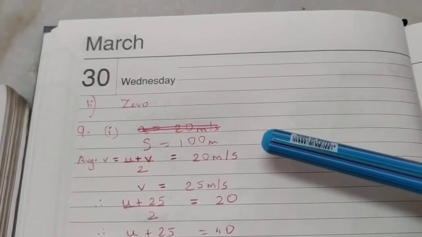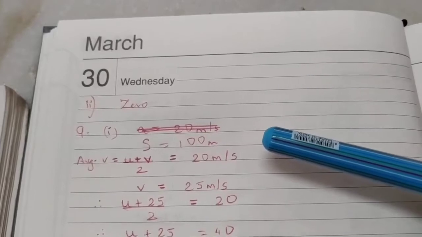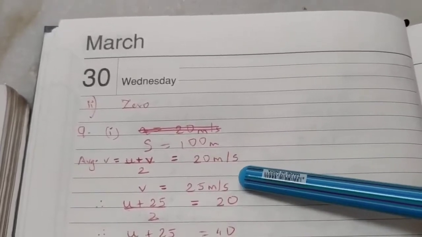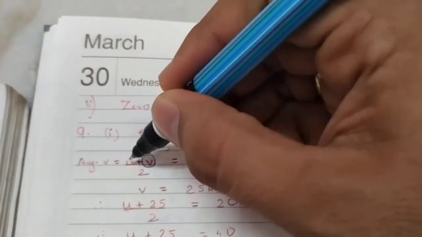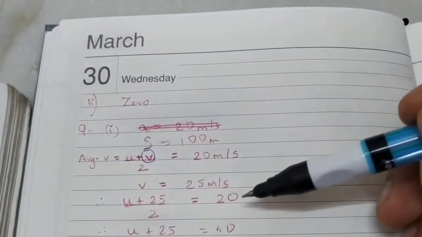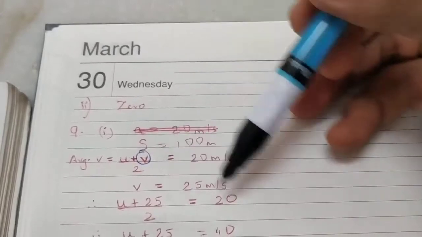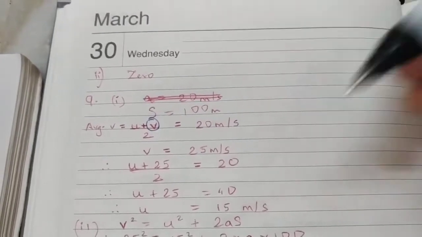But this is true only if acceleration is uniform or constant. The final velocity is given. So substituting this value of v in this equation, we can get the value of u. So u is 15 meters per second.